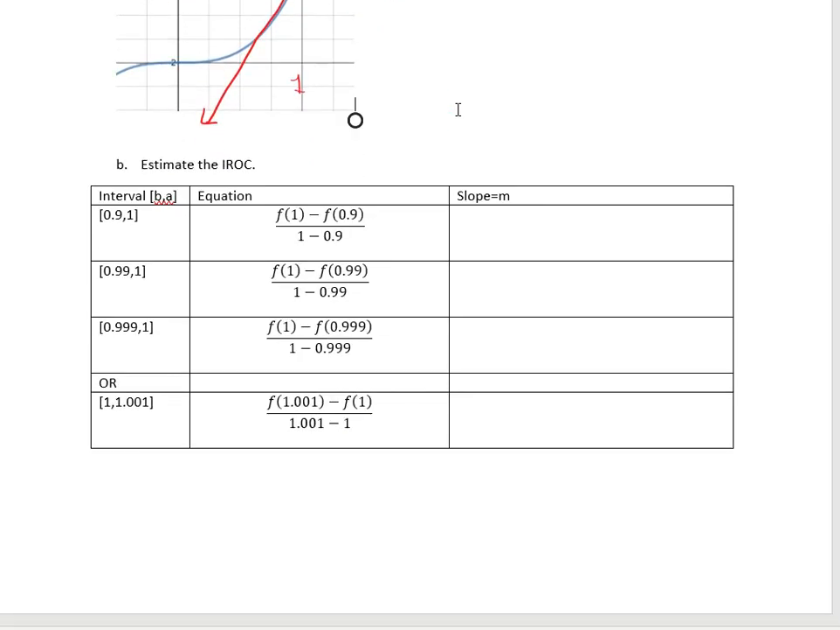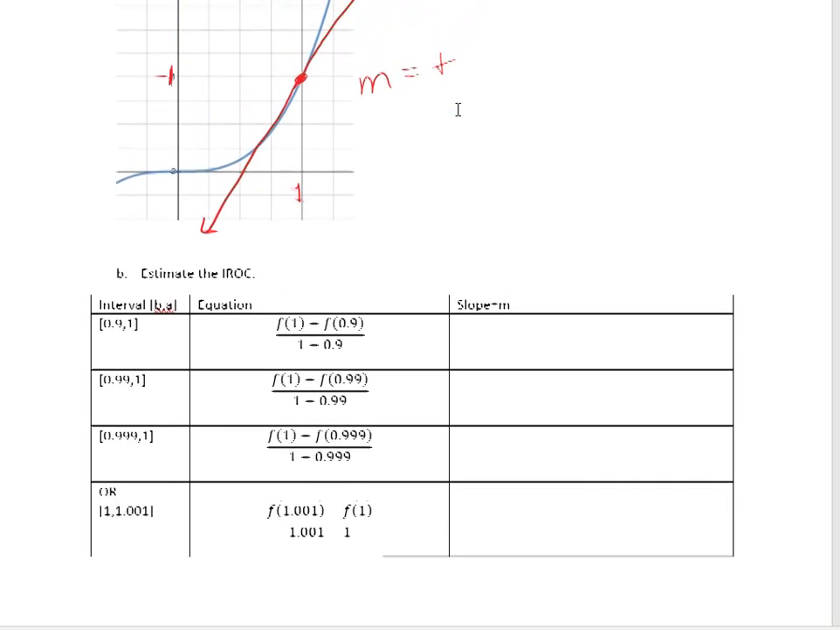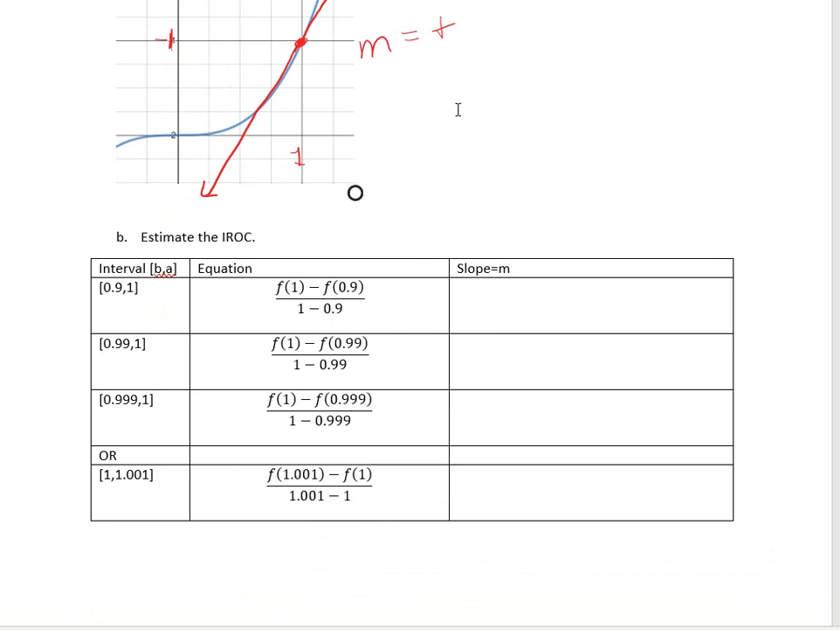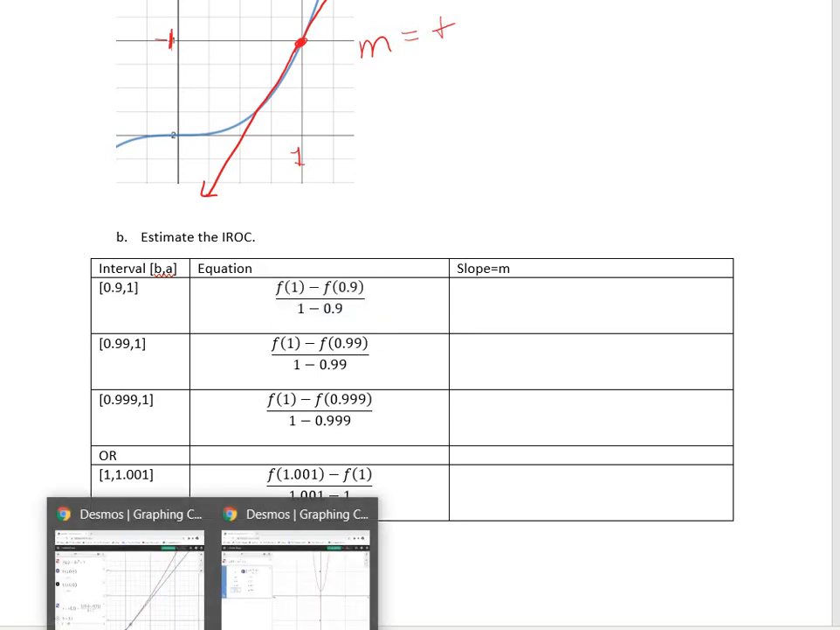Now, to estimate the instantaneous rate of change, what we're going to do is choose values really close to 1. Okay? So for example, I chose the point 0.9, 0.99, 0.999. You could also do other values close to 1, so you could do 1.001, things like that. So we're going to go back to Desmos, and we're going to do it the quick and dirty way like I just showed you guys. So let's go ahead and go back here.